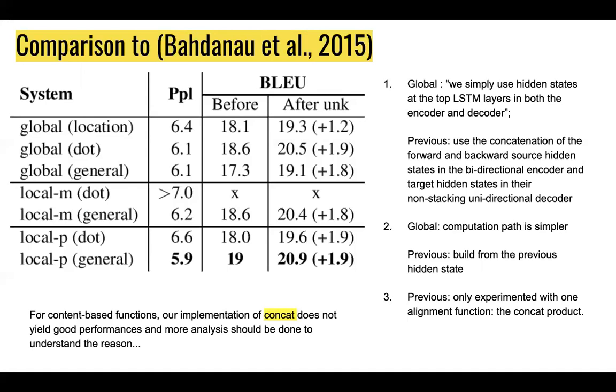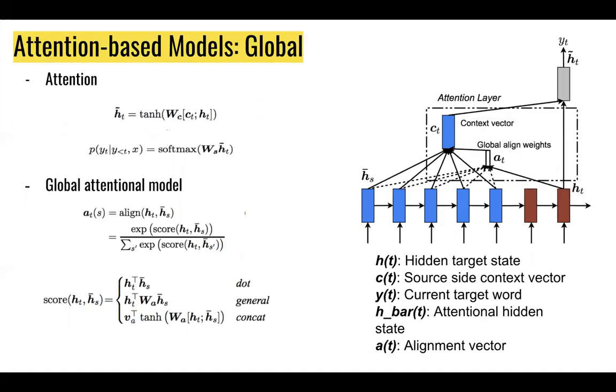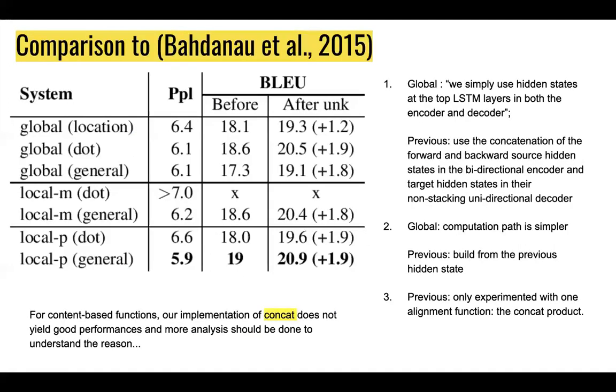And the second difference is that the computation path for the global model is simpler. As we can see from the figure on the last page, we can compute the h-bar_t from the hidden state of the target side, through the alignment function a_t, and to the context vector. And finally, we can get the h-bar_t. But for the previous work, it was built from the previous hidden states.